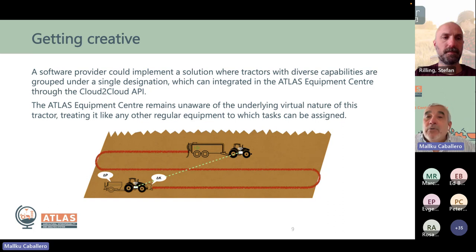I don't need to know how it does it. I don't even need to know whether it's a tractor or a drone for all purposes. Via the Cloud API, it can be anything that has an identifier, and it's the target system that can decide on the physical connectivity, whether it's a group of tractors, a drone, or anything else that you can come up with.